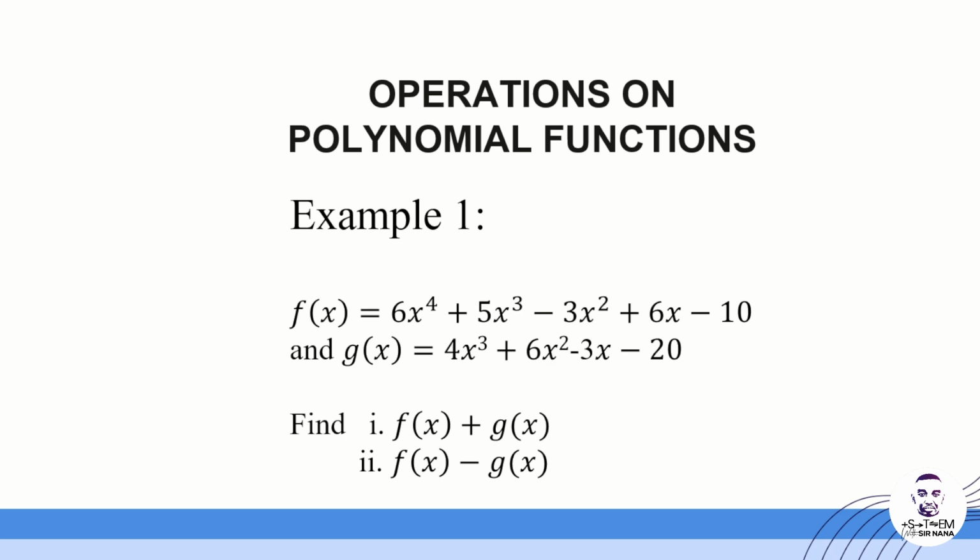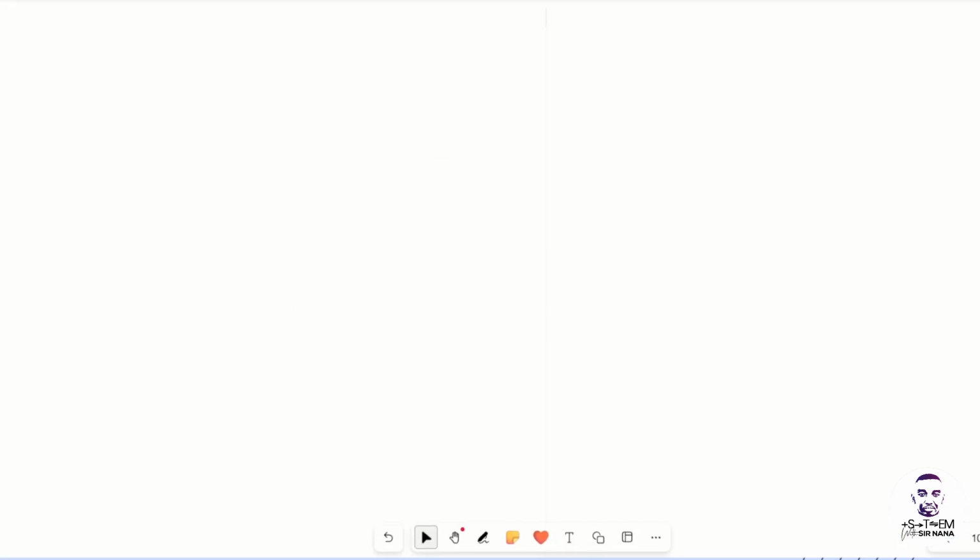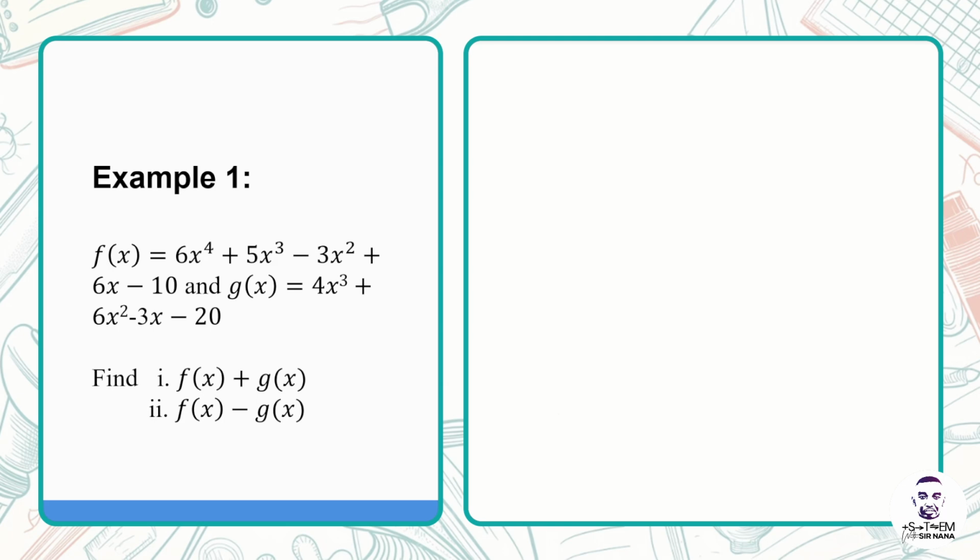So we have f of x, which is equal to 6x raised to the power 4 plus 5x cubed minus 3x squared plus 6x minus 10. And then we have g of x being 4x cubed plus 6x raised to the power 2 minus 3x minus 20. Now we are to add f of x plus g of x, and then we have to subtract f of x minus g of x. Now let's consider how we can perform this operation. So basically, to be able to perform the operation, we should be able to write out our f of x and our g of x.